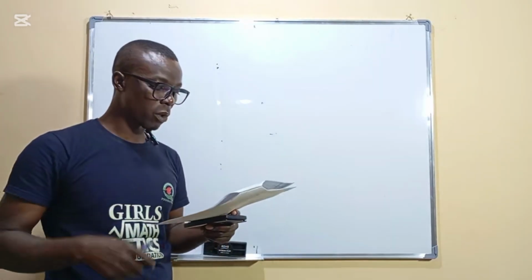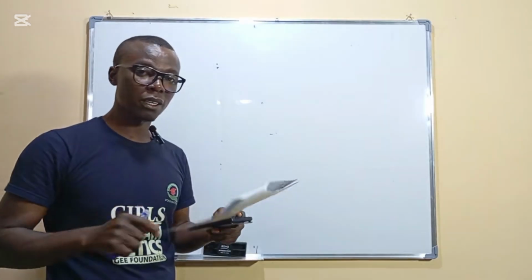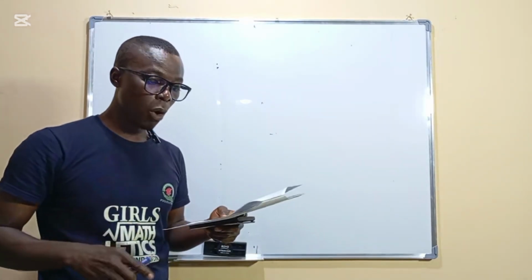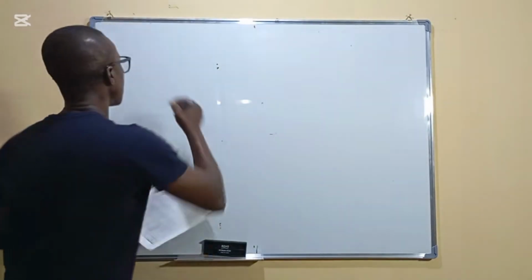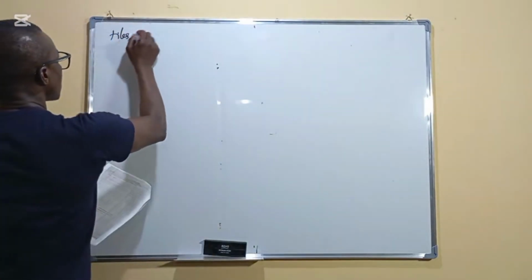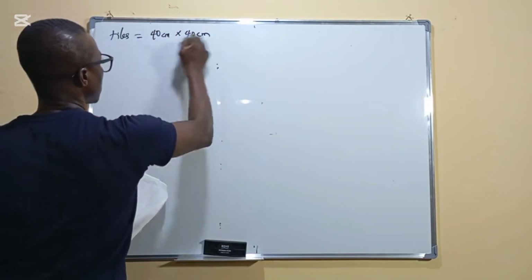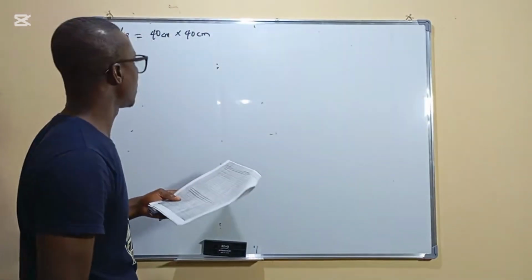So we go back to the question: a circular floor of a building is to be tiled with ceramic tiles. It's a circular floor, and it's to be tiled with ceramic tiles, each of side 40 centimeter by 40 centimeter. So I'm going to say tiles. What's the dimension of the tiles? That's 40 centimeter by 40 centimeter.